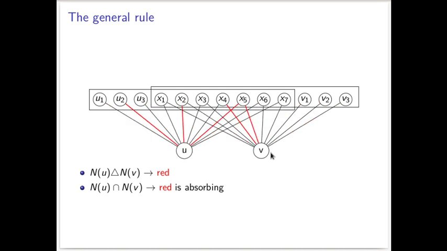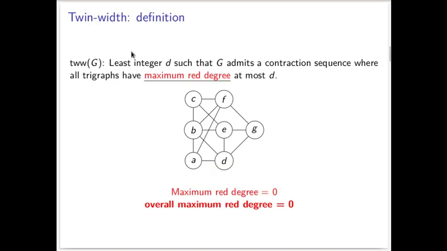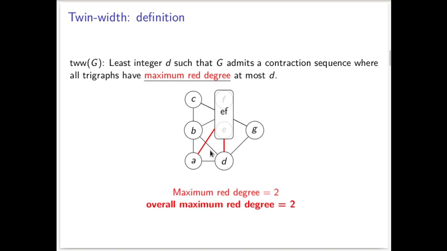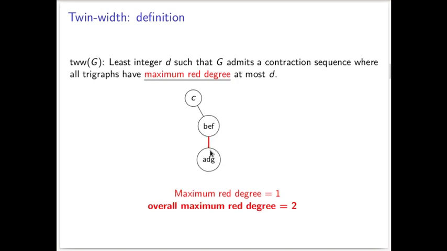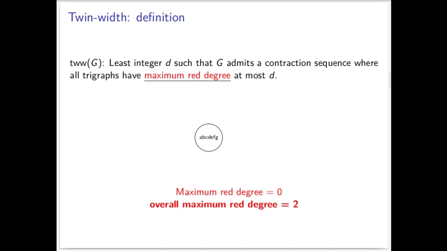So what is twin width? The twin width of G is the least integer D such that G admits a contraction sequence where all trigraphs have maximum red degree at most D. In our example, we can see that the maximum red degree never exceeds 2. So we say this is a 2-sequence, or a 2-contraction sequence. It means that this graph has twin width at most 2. And the twin width of G is the least maximum red degree among all possible contraction sequences.